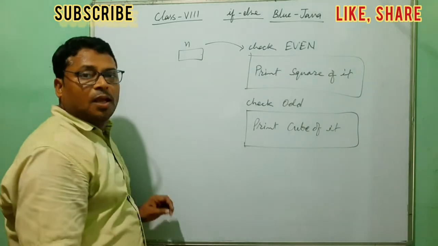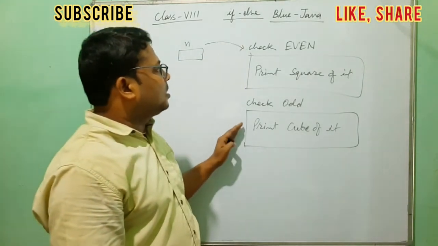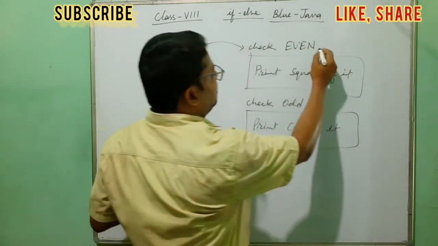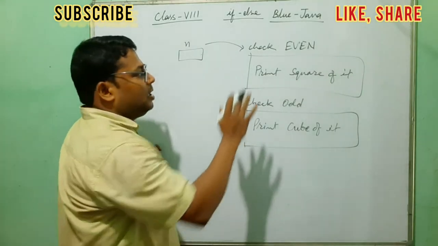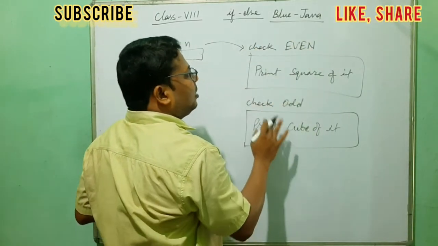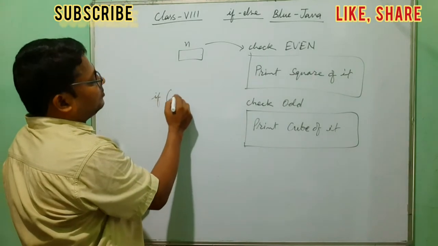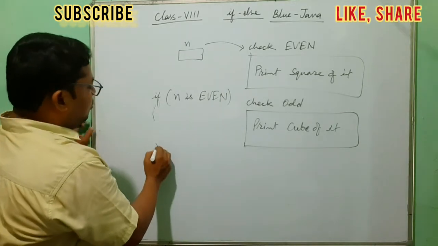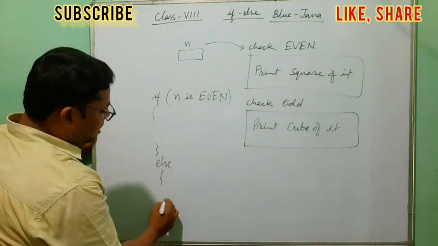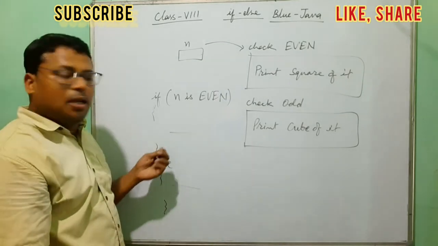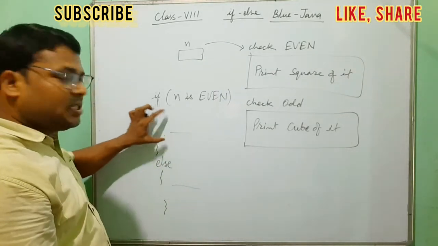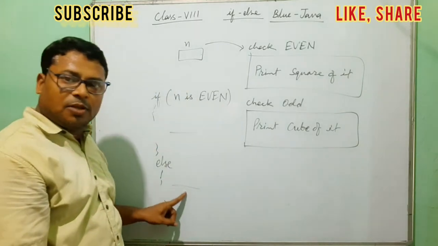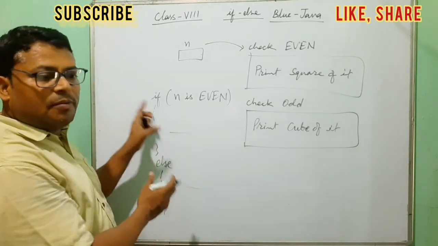Okay, that means we have two aspects, even or odd. When we use even, if any number is even, otherwise it is odd. So we will write like this: if n is even, then when we go to the else part, it is clear that it will be odd. Yes or no? The number is even, that is clear. But when the condition is false, the number is not even, so it will go into the else part. So it has two aspects.